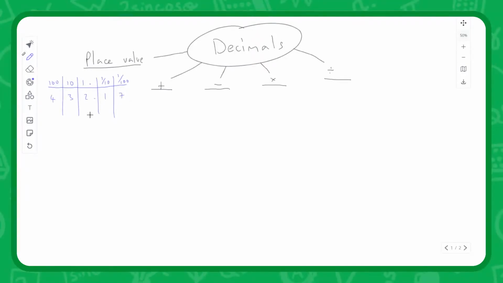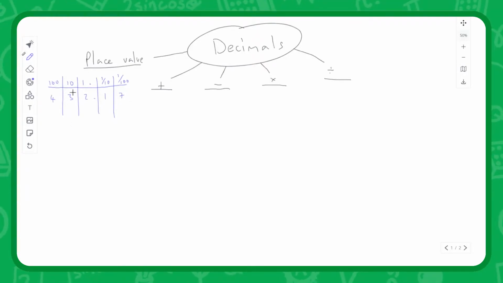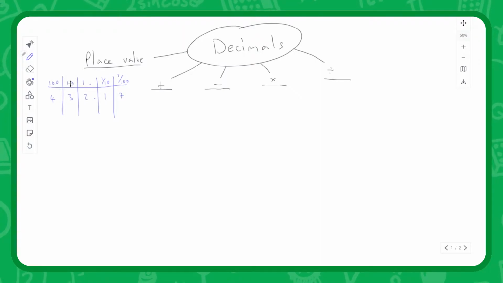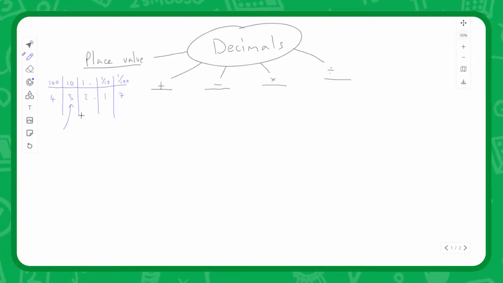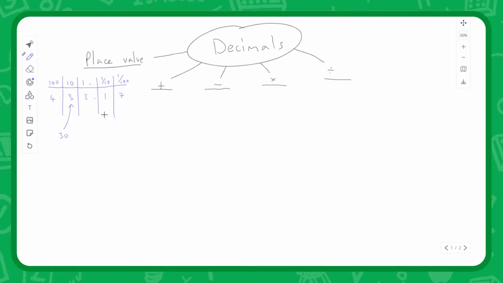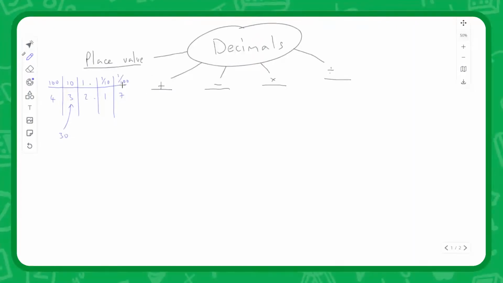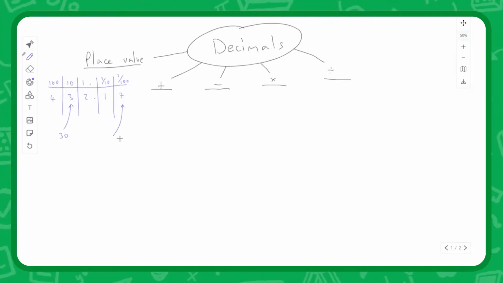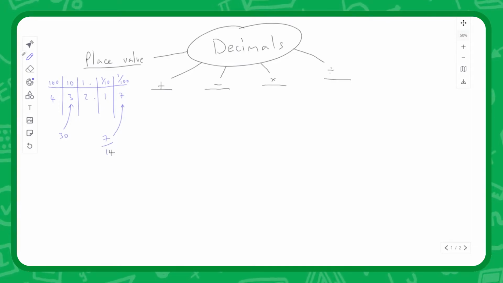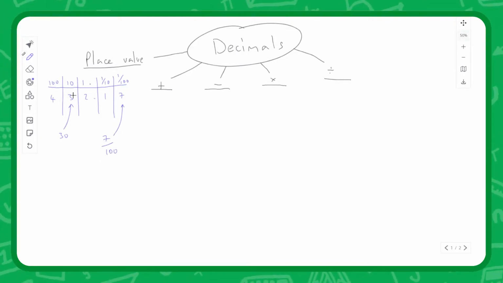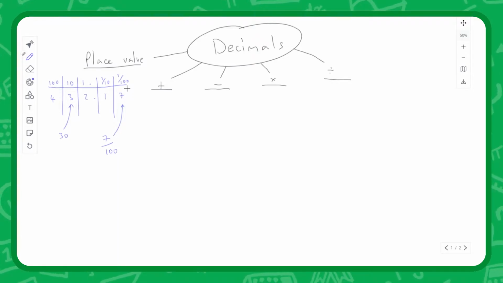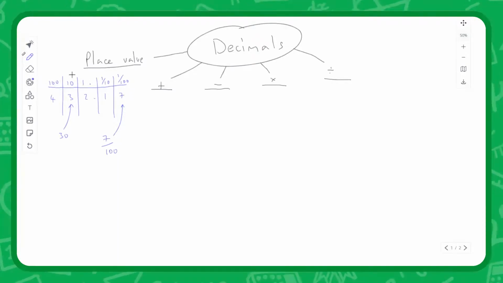432.17. Well, in this case, because for example the 3 is actually in my tens column, the 3 actually has a value of 30. And because the 7 is in my hundredths column, the 7 actually has a value of 7 hundredths. So that's what we mean by place value. Every digit has its own actual value in a number.